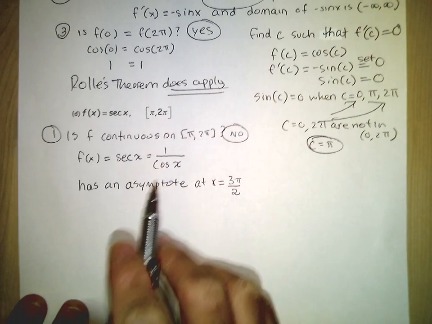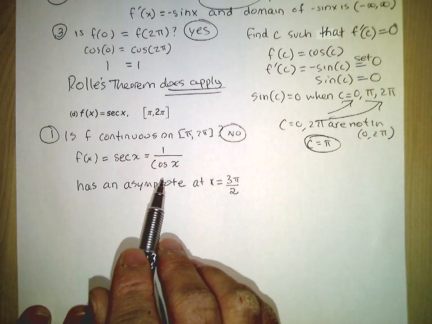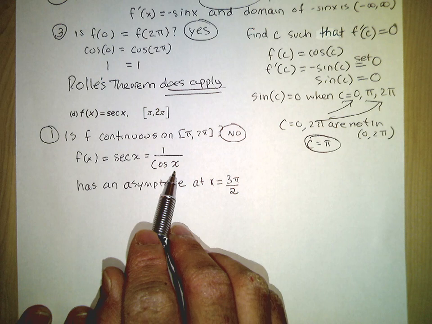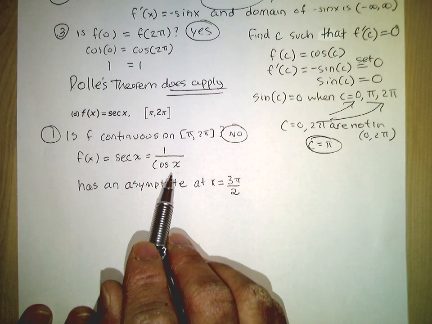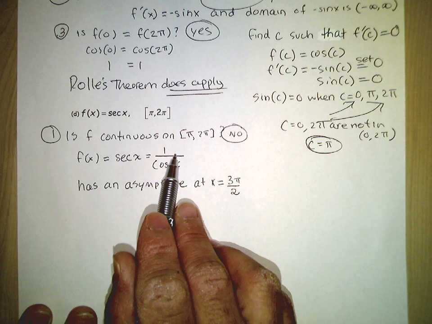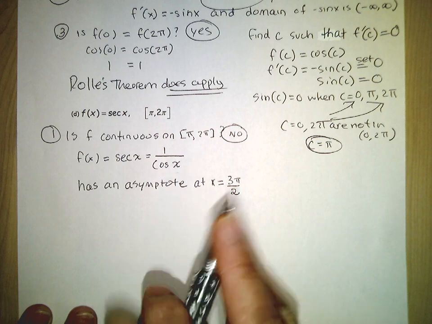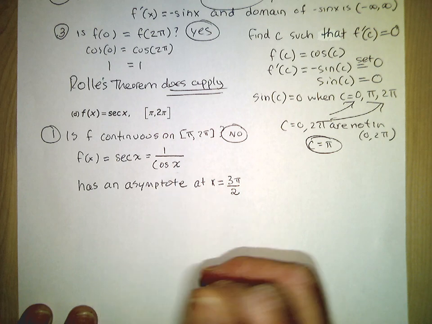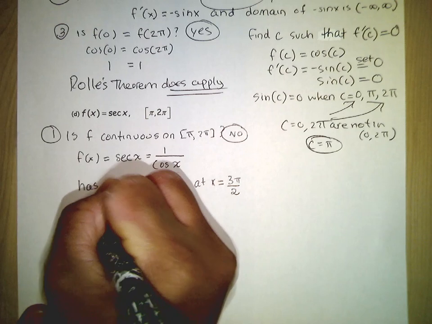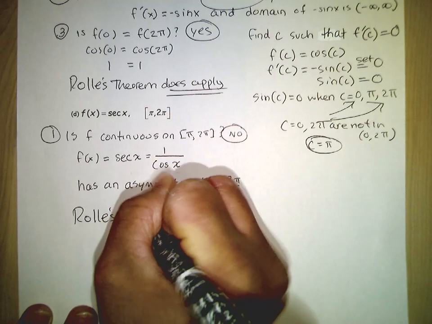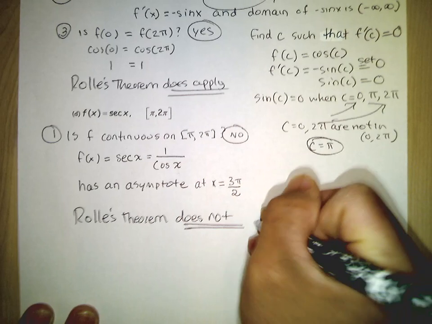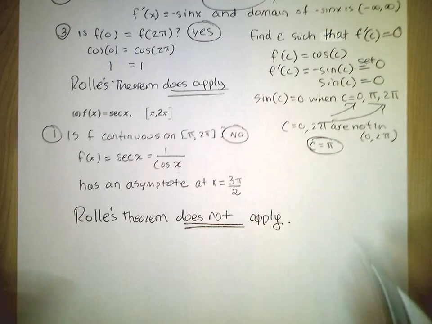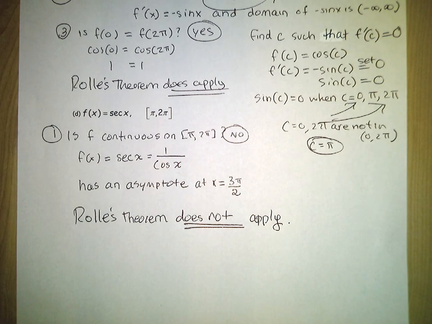All right, and you can see that here because cosine of 3 pi over 2 would be 0. So 1 over 0 is undefined, and there is your asymptote. So that means Rolle's theorem does not apply here. So let's do another example.